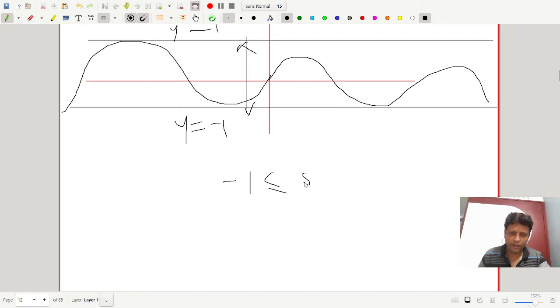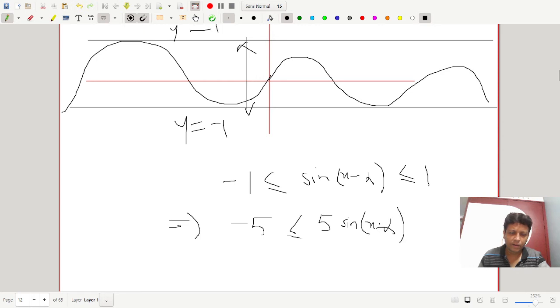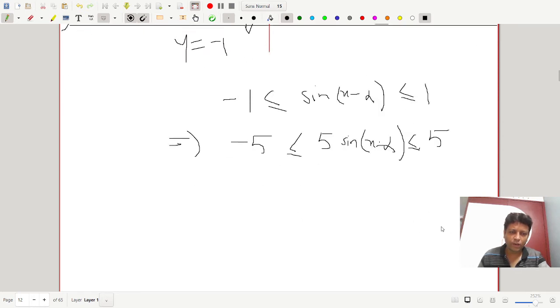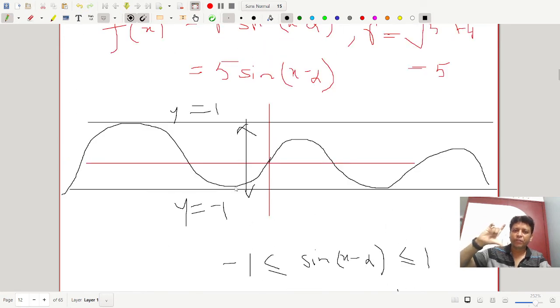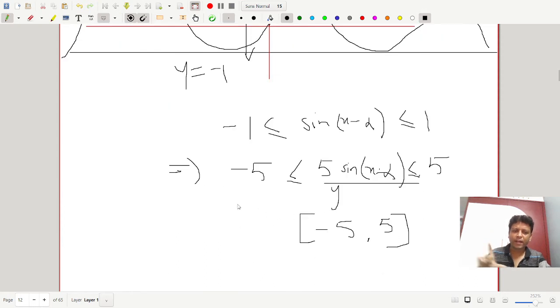So minus 1 is less than or equal to sin(x minus alpha) which is less than or equal to 1. If you multiply with 5, minus 5 is less than or equal to 5 sin(x minus alpha) which is less than or equal to 5. So what is the range? The range is minus 5 to 5, because 5 sin(x minus alpha) is y, and you want the vertical expansion, the output. Okay, clear everybody?